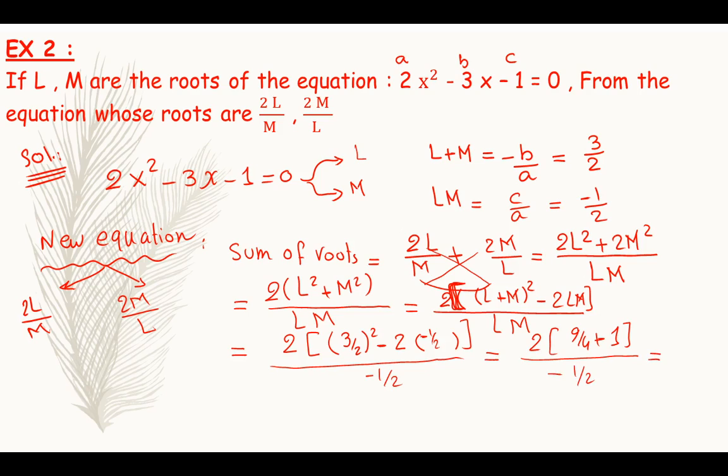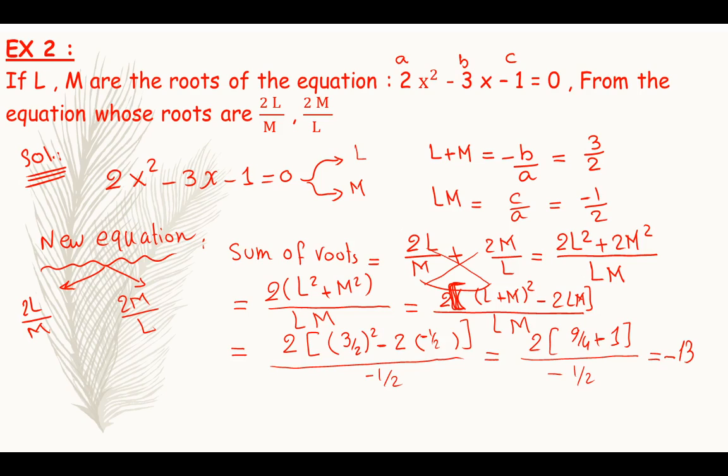By using your calculator, we can find the sum of the two roots. This will be 2 multiplied by 13 over 4, since 9 over 4 plus 1 will be 13 over 4. And this is over negative 0.5. Use your calculator to find it. So it will be negative 30. So the sum of the roots of the new equation will be negative 30.